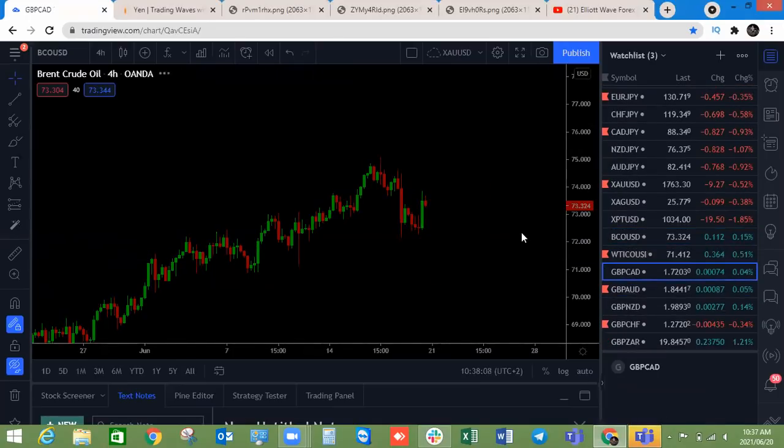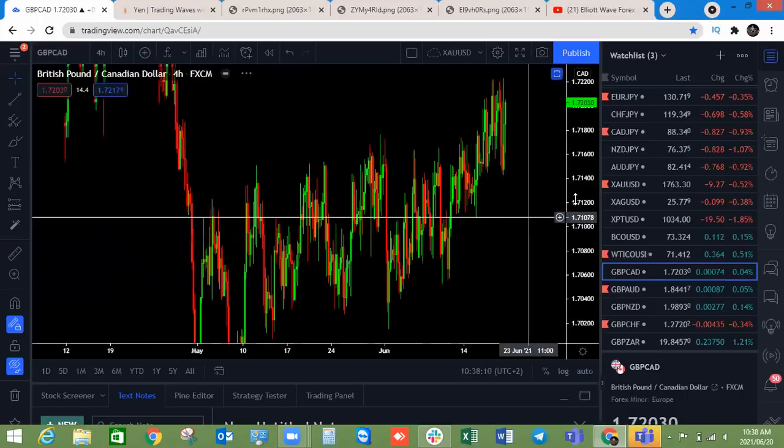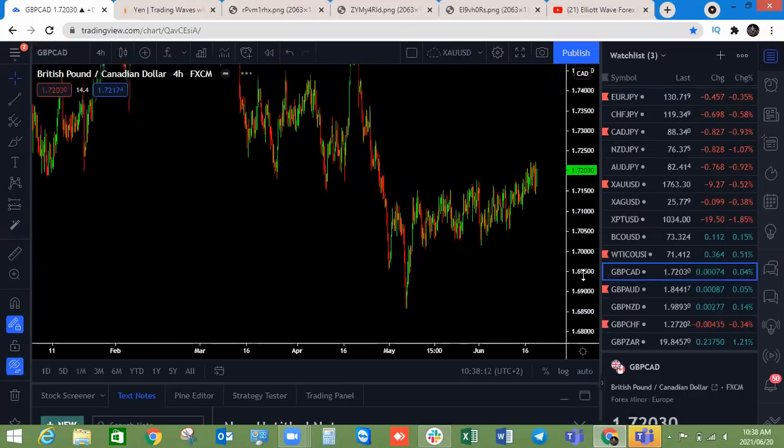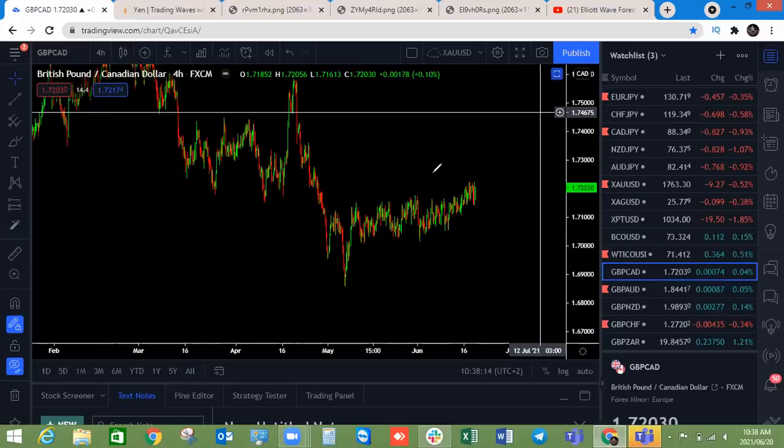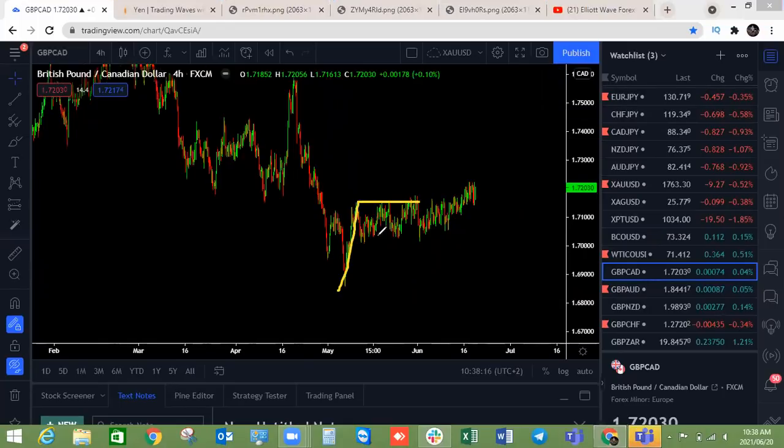Pound CAD. So Pound CAD continues to push to the upside with a messy structure. This is what we're looking at here. A pulsing move to the upside. We've got this correction here in 3 waves as follows, and we're making a move to the upside like that. So that's a simple ABC corrective structure.